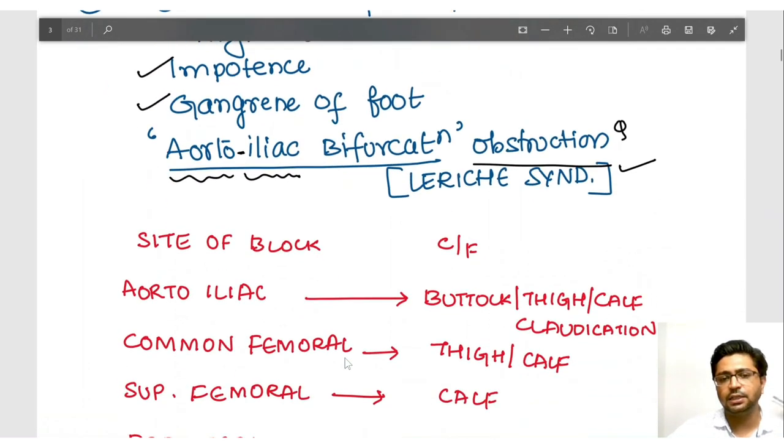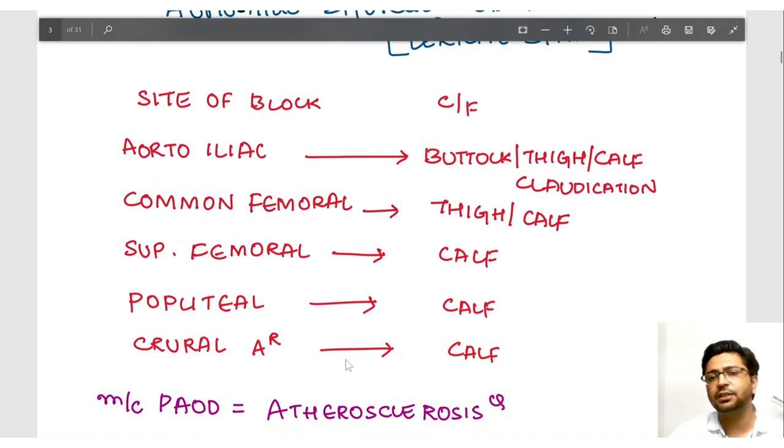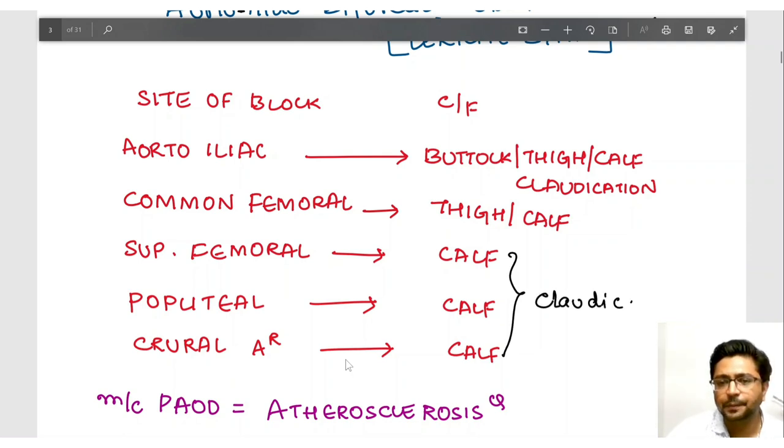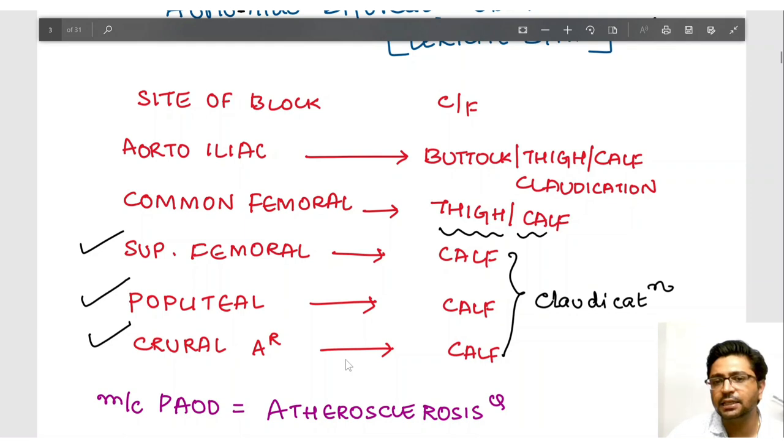So let's try to understand other sites of blocks and the clinical features with which they present. If there is only calf claudication, it would be seen in superficial femoral artery obstruction, popliteal artery obstruction or peroneal artery obstruction. If there is claudication pain in the thigh and calf, it is likely to be a common femoral artery obstruction. And if it is in the buttocks, thigh and calf, then it is aortoiliac. Along with this, there would be impotence.